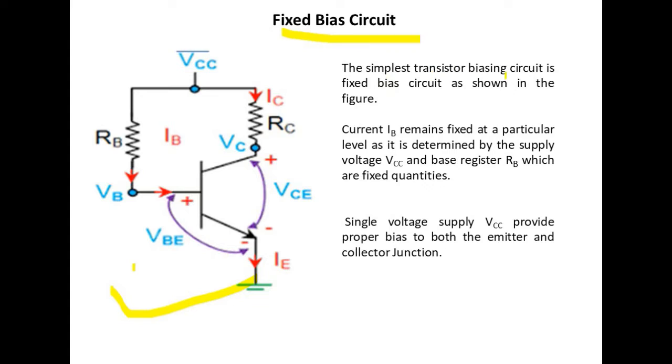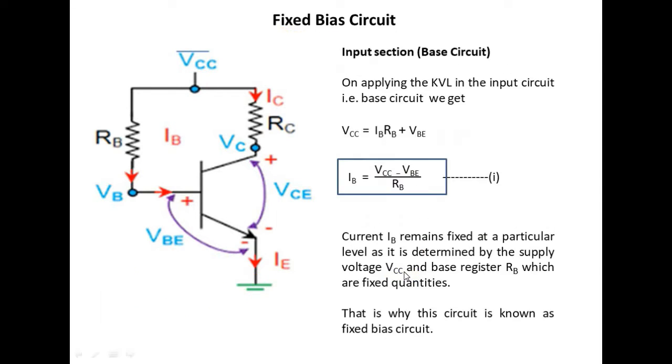The simplest transistor biasing circuit is fixed bias circuit as shown in the figure. The current IB remains fixed at a particular level as it is determined by the supply voltage VCC and the base resistor RB, which are fixed quantities. Single voltage supply VCC provides proper bias to both the emitter and collector junction.